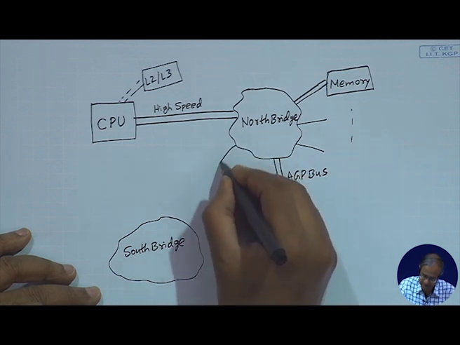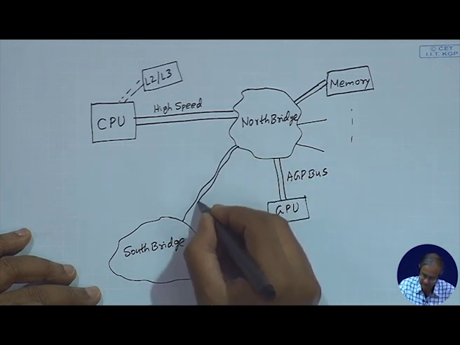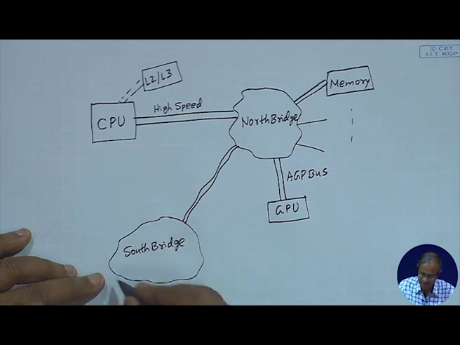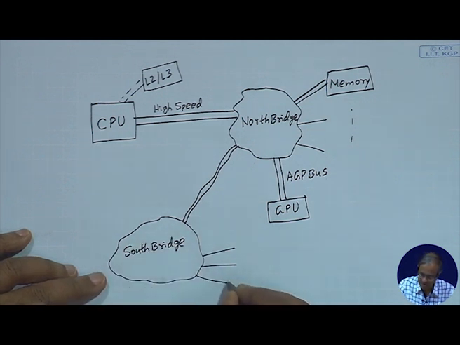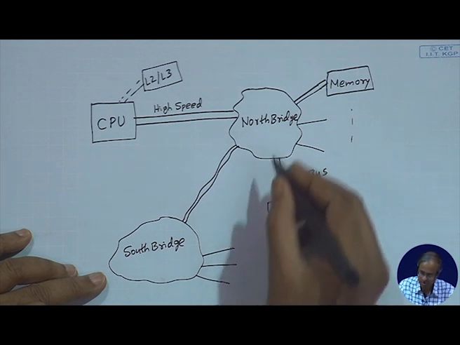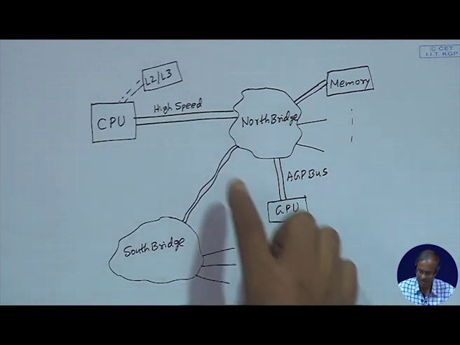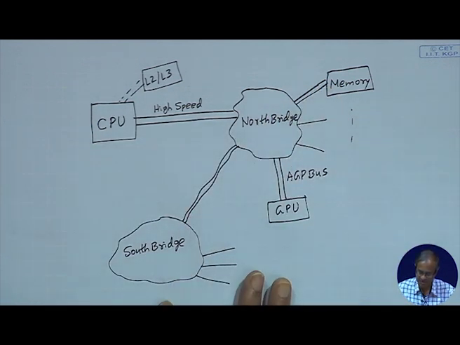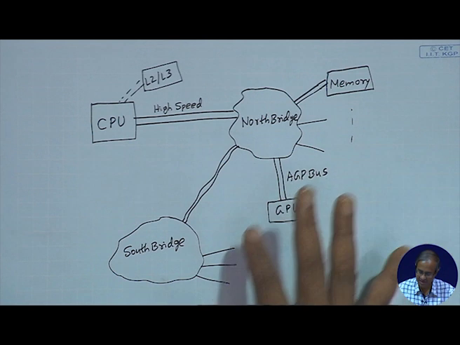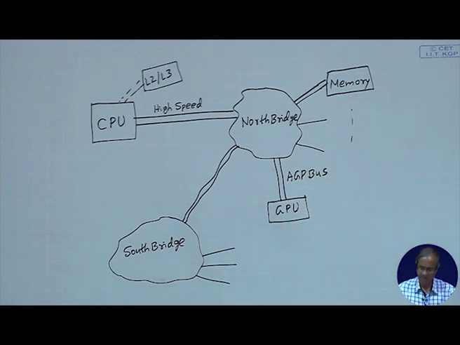The north bridge is connected to the south bridge, and the south bridge is relatively much slower in speed. South bridge typically connects devices which are not that high speed. Architecture-wise, you can see there are so many buses inside the system, and the devices are connected to one or more of these buses.